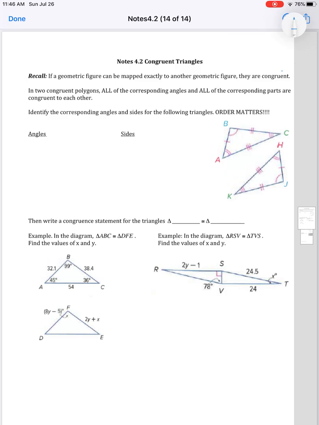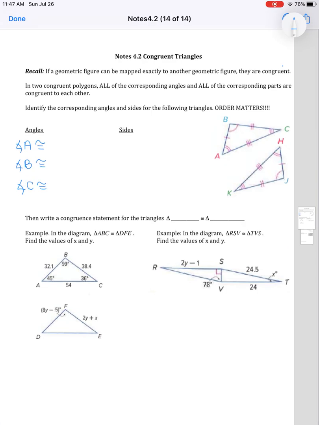All right, so we talked angles of triangles. We went over the fact that all angles add up to 180, and now we're going to get into the idea of congruent triangles. So let's remember that in a geometric figure, we can map that figure to another figure if they're congruent to each other. Congruent means same. So in two congruent polygons, all of the corresponding angles and all of the corresponding parts are congruent to each other.